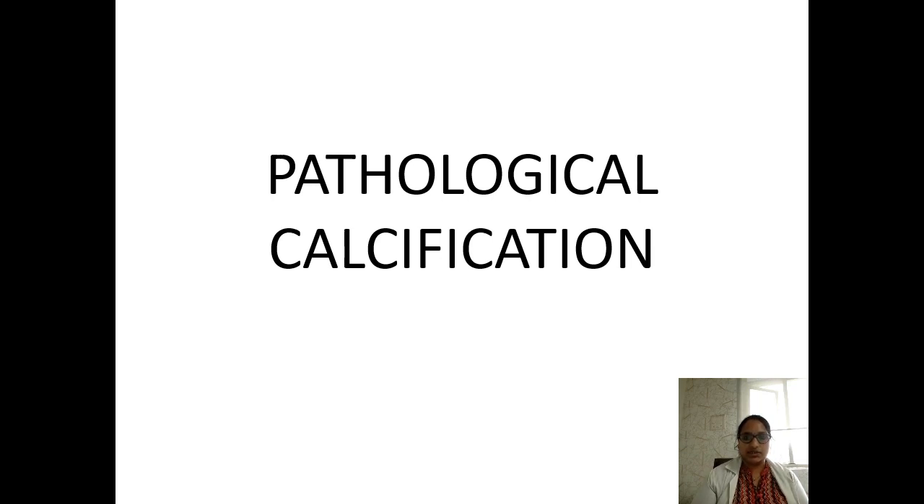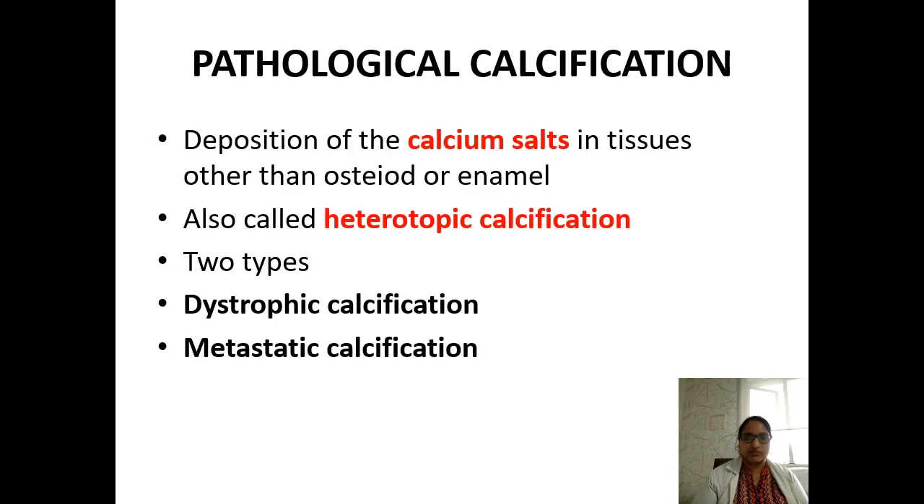In the chapter Cell Injury, now I'll be talking about the topic pathological calcification. The term pathological calcification means deposition of the calcium salts in the tissues other than osteoid or enamel. It is also called heterotopic calcification because it is occurring in sites other than the osteoid and enamel. That's why it is called heterotopic calcification.